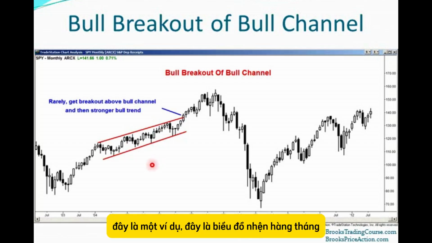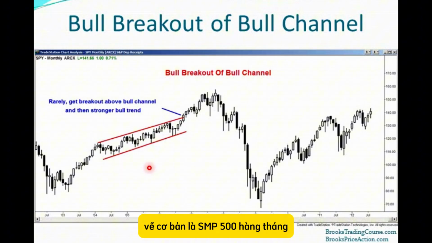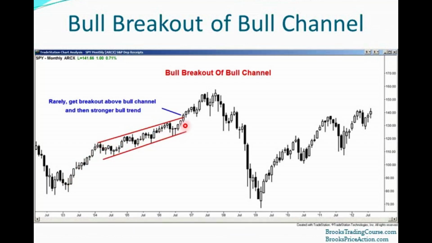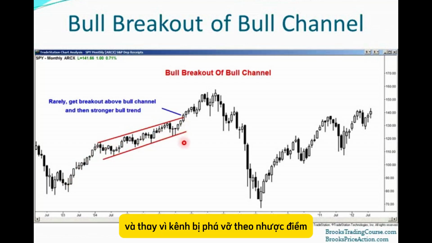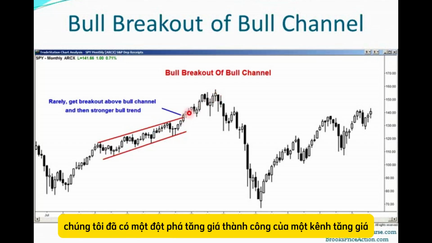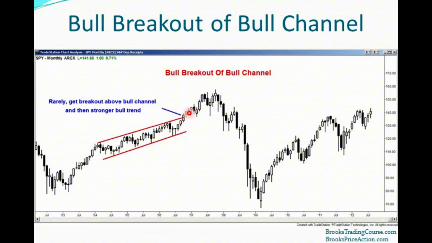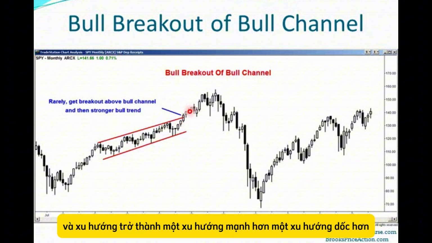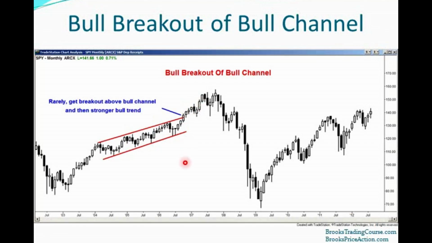Here's an example. This is the monthly spider chart, basically the monthly S&P 500. We had a strong bull trend, and it evolved into a channel, and instead of the channel breaking to the downside and forming a trading range, we had an upside breakout with a follow-through for about a year. So we had a successful upside breakout of a bull channel, and the trend became a stronger trend, a steeper trend.